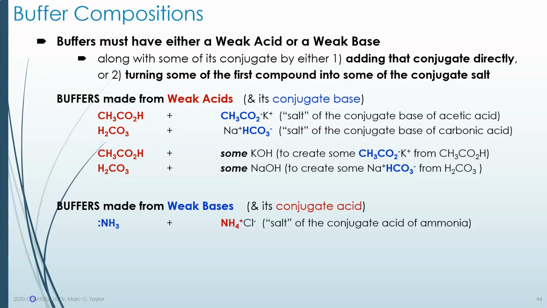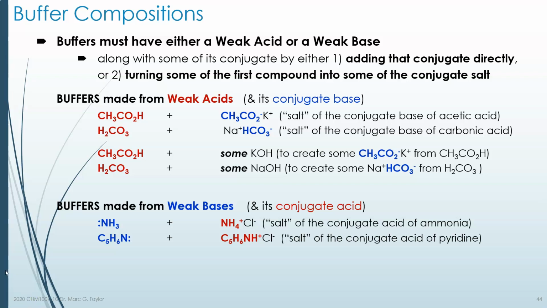Likewise, you can do this with bases. If you start with a weak base, you could buy the salt of the conjugate acid. If I started with ammonia in blue, I could buy ammonium chloride, which would release ammonium to my solution, and I'd have a mixture of ammonia and ammonium, and that would make a perfectly good buffer system somewhere in the region of pH 9 to 10.